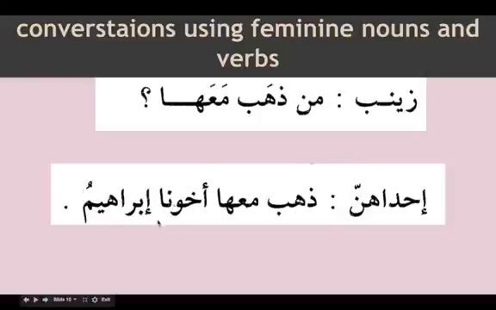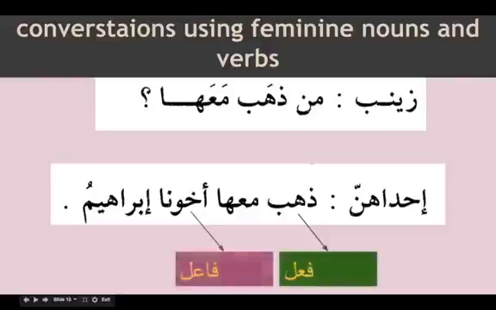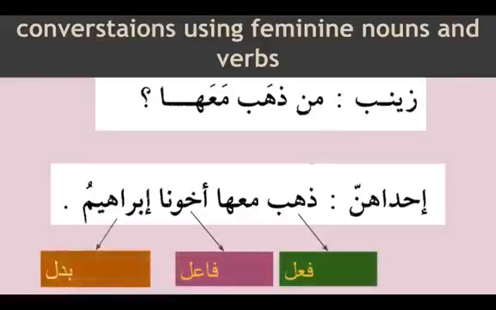But still we got here another noun, Ibrahimu with dhamma. So what is this? This is a badal for akhu. So we say our brother Ibrahim went with her. So this is how we translate and understand. So this is the fi'l and this is the fa'il, and Ibrahimu is badal for akhu.